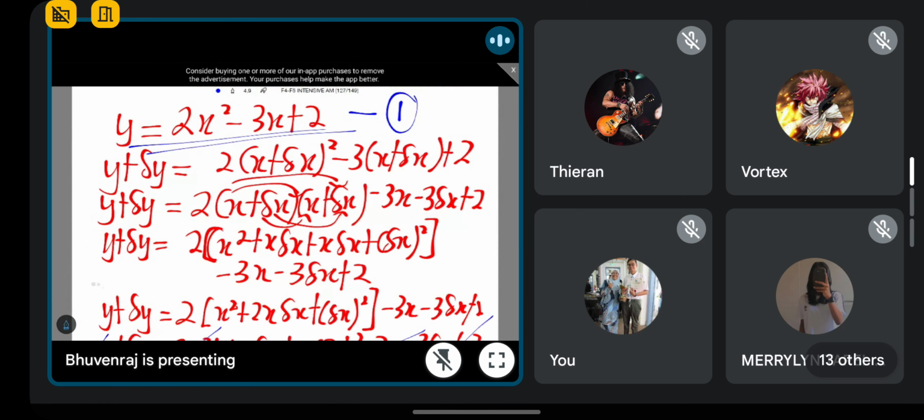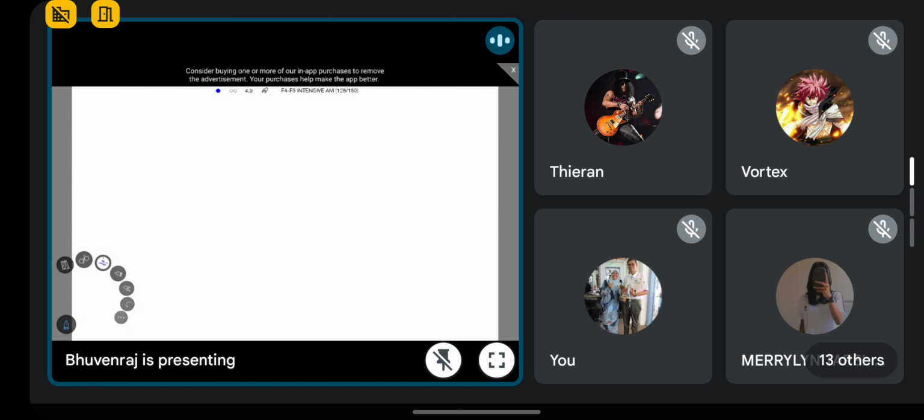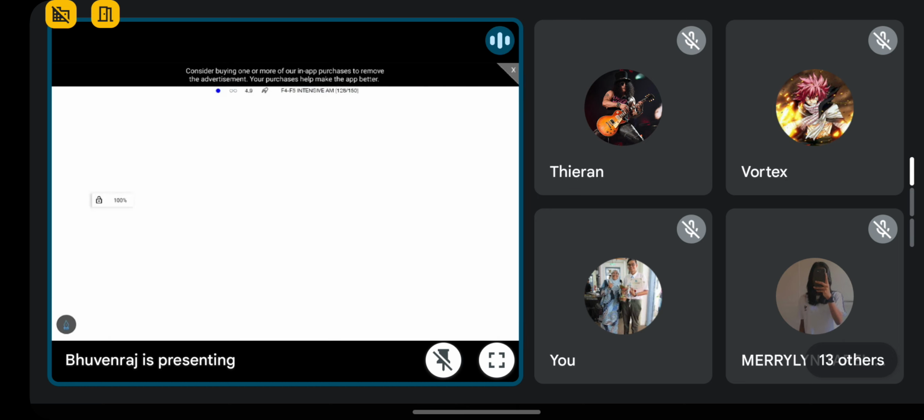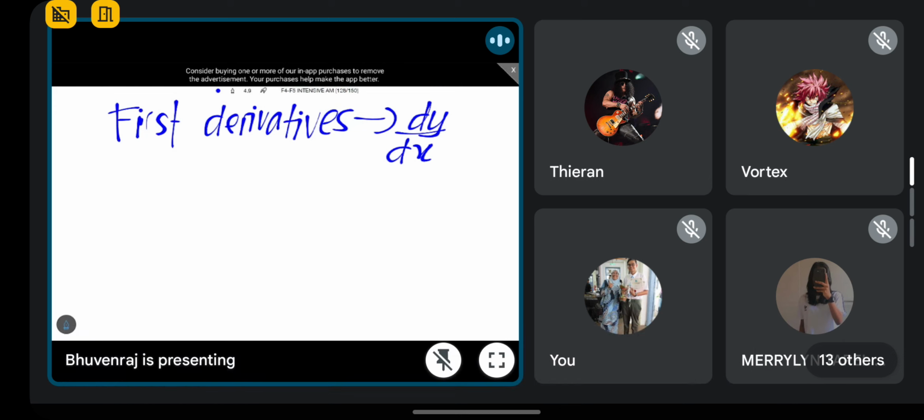Okay, so next we go to the first derivative subtopic. Let me put a new page. Insert page. Okay, so let us talk about first derivatives, guys. First derivatives. First of all, the symbol we use to show first derivatives is dy over dx. By the way, does the exam paper give this? You need to memorize, the formula is not given, guys. So you must memorize the steps. This one definitely they won't give, 100%.